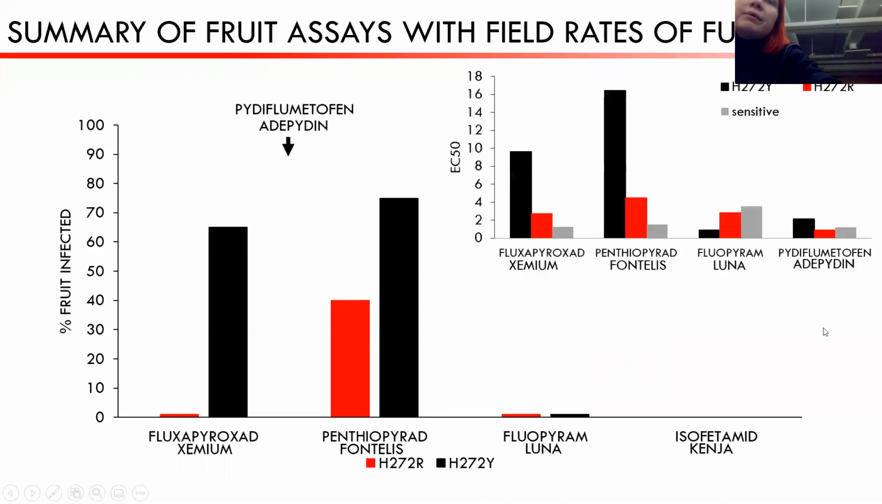So if we come back to our resistance and EC50 values for each of these fungicides, and if we come back to our question, where is the threshold for these fungicides in resistance? Now, having this fruit data, we can say that threshold is probably somewhere here, because again, Xemium was able to control strains with R mutation, but not Y, as well as Funtalis, and there was a partial control of strains with R mutation by Funtalis.